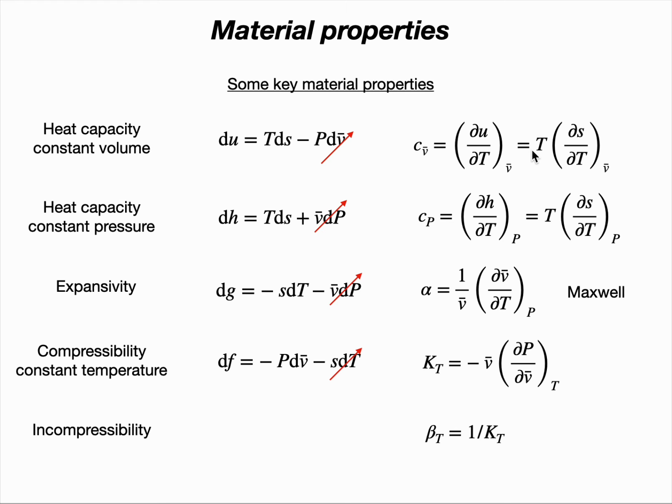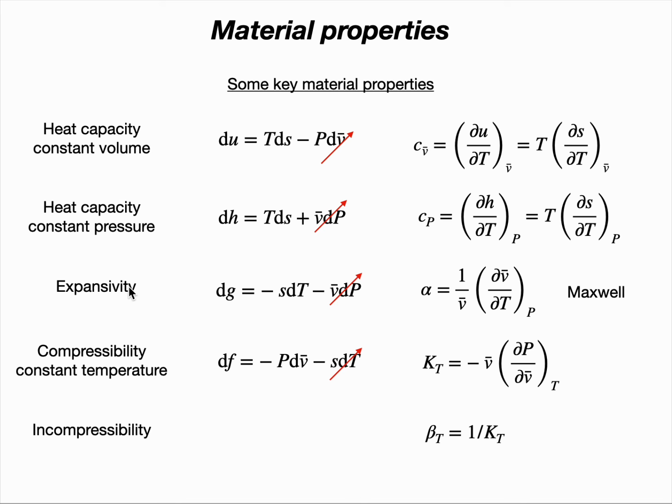It's also the product of T times the derivative of S with regard to T at constant volume. The heat capacity at constant pressure was obtained from the enthalpy rate. Here it's written in a total differential form, but it's similar. Constant pressure, we cross out this term. So Cp is dH dt at constant pressure, or T ds dt at constant pressure.